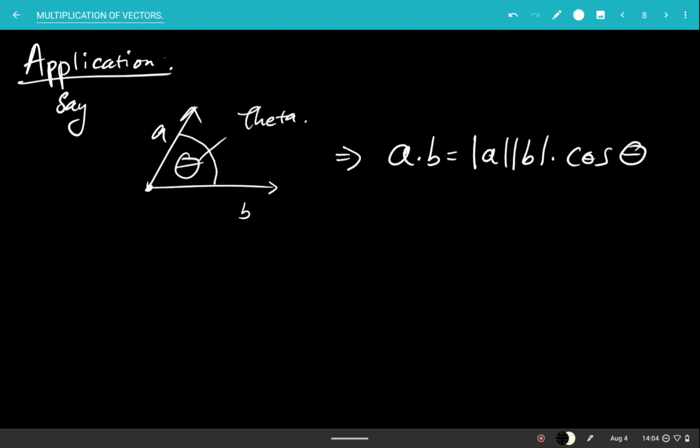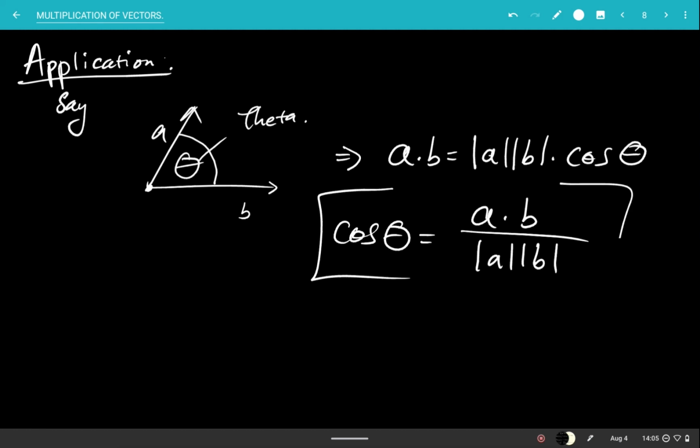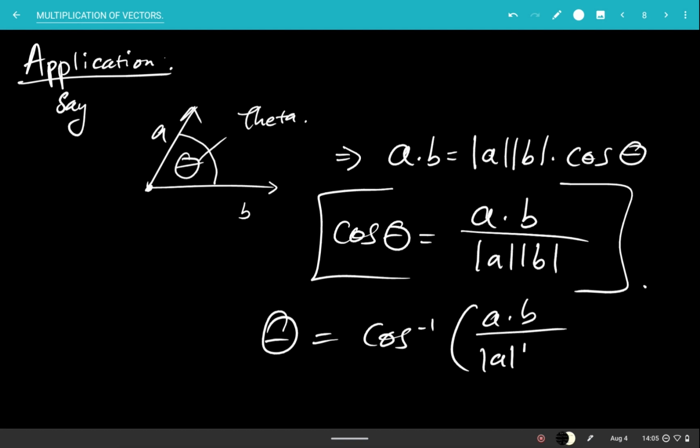Therefore, if we need to find the angle in between the two vectors, what we have to do is make cos theta the subject of the formula. This implies that cos theta is equal to A dotted with B over magnitude of A times magnitude of B. That's what we do whenever we want to find the angle in between two vectors, because theta would be the cos inverse of A dot B over magnitude of A by magnitude of B.